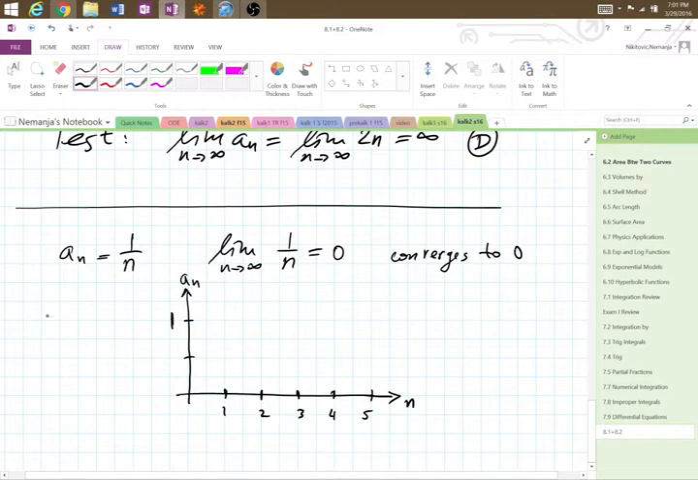So what does my sequence look like? If I have n at 1, it's 1 over 1, it's here. For 2, it's at half. For 3, it's at 1/3. For 4, it's at a quarter. For 5 it's 0.2, which is 1/5. Do we see how it's slowly going into the n axis, right? So it converges to 0. It's finite.